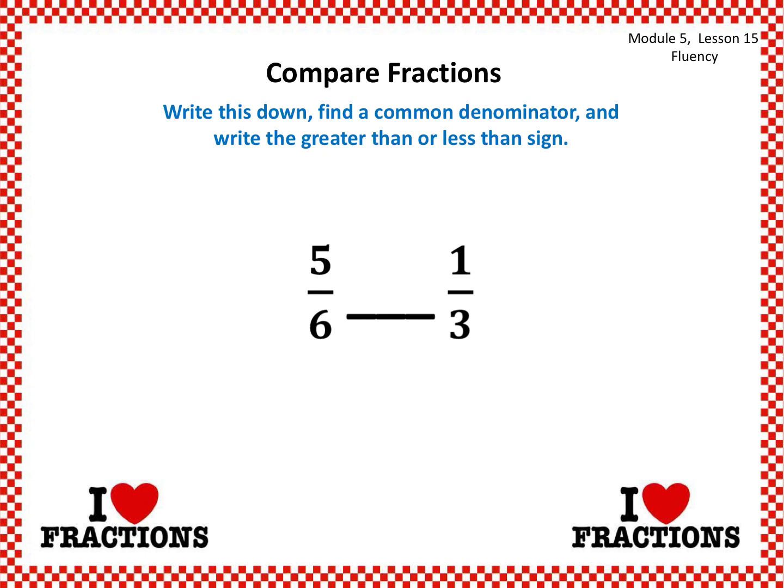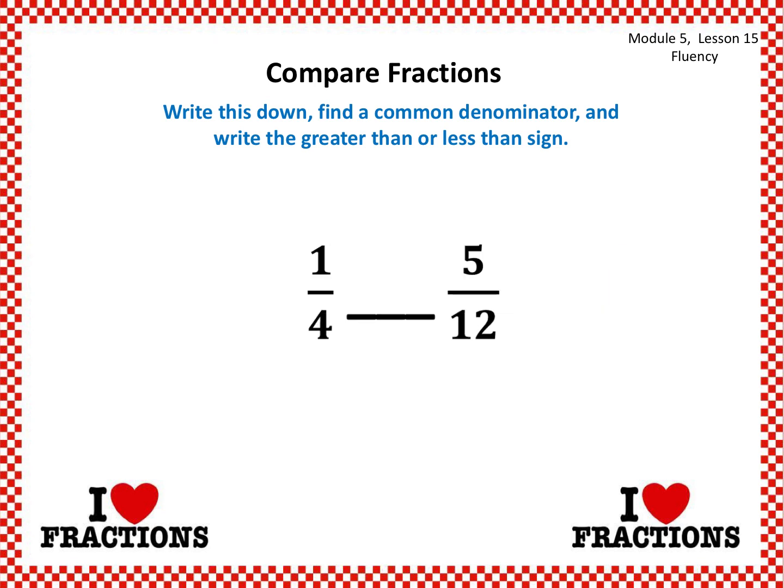All right, we want to get to a 6th, and I know that we can get there by multiplying 3 times 2 gives me 6, and if I multiply the top 1 times 2, I also get to 2. So now I have 5/6, and I'm comparing it to 2/6. And 5/6, as we know, is larger than 2/6. So again, if you picture a tape diagram and filling it in, which one has more of the diagram shaded?